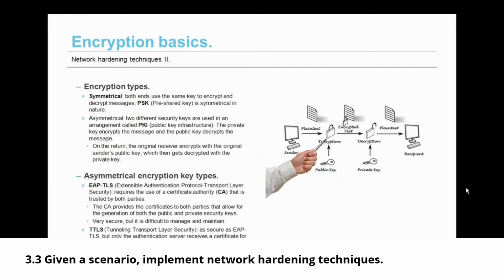So let's talk about those asymmetrical encryption keys. There are two main types of asymmetrical encryption keys. There is the EAP-TLS type key, that's Extensible Authentication Protocol Transport Layer Security. It requires the use of a certificate authority, or CA, that is trusted by both parties. The CA provides the certificates to both parties that allow for the generation of both the public and private security keys. It's very secure, but it is also difficult to manage and maintain.